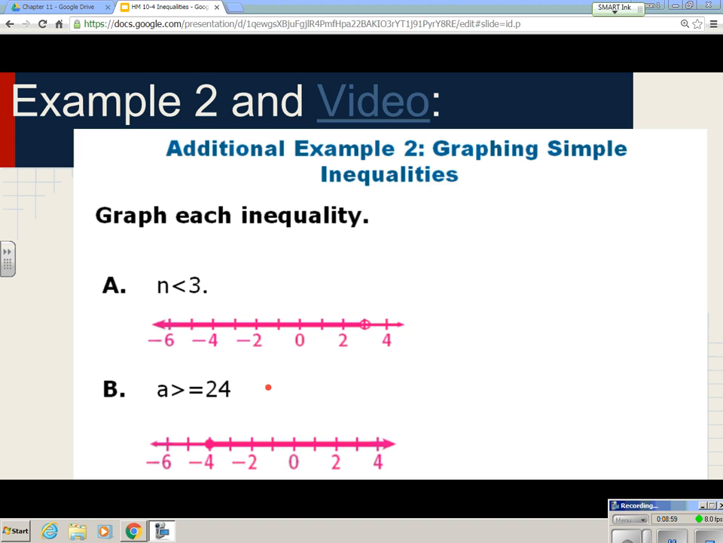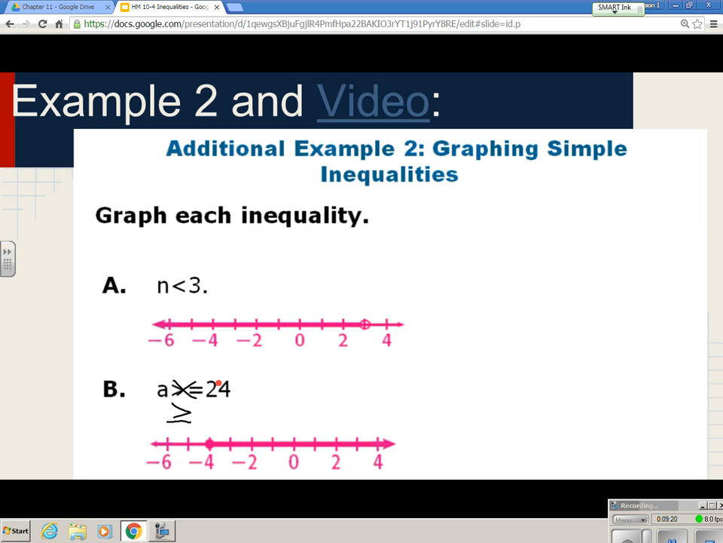So it says less than or equal to, but that's not the proper way to write it. Or I'm sorry, greater than. You should write it like this. Okay? So let me fix that for you so you're not confused. So this one says that A is greater than or equal to 24. And even there is a mistake.